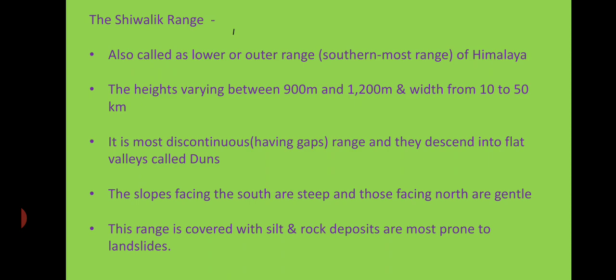Here you will find the lower height and the wide valleys, which are called dunes. Now, the slope of this range is steep. That means the southern slope is steep, and the northern slope of the Sivalik is gentle. Now, this range is mainly covered with silt and rocks.